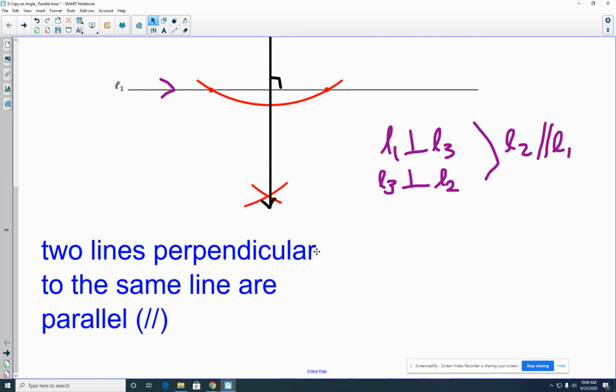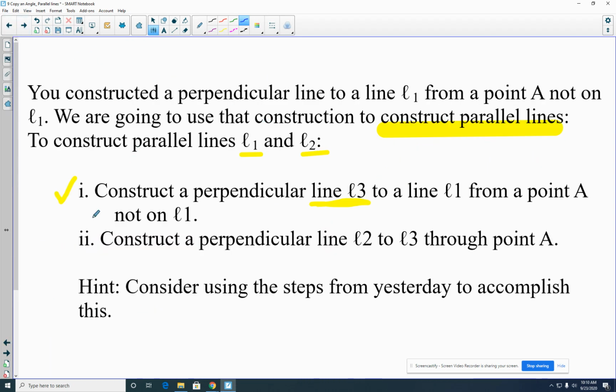Remember, the symbol for perpendicular is that upside down T. Parallel are those slash marks. You show that lines are parallel by putting arrows. You show that lines are perpendicular by putting that little box. Okay, so let's take a look. We did this. Done. Perfect.